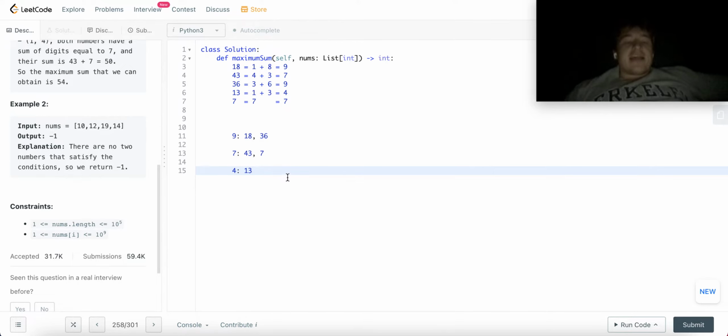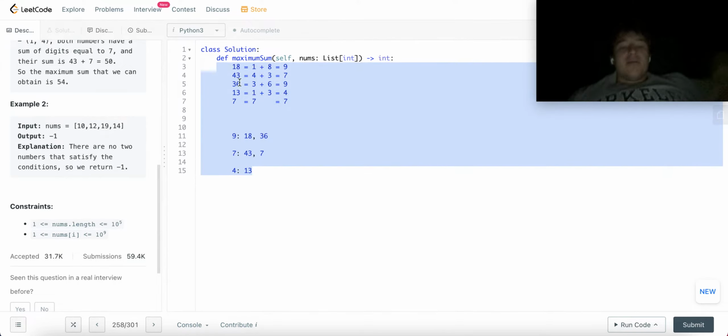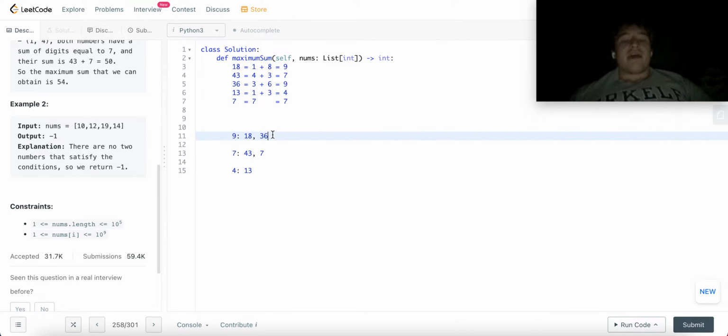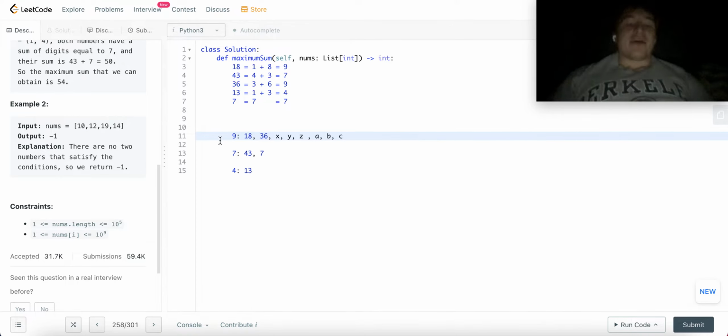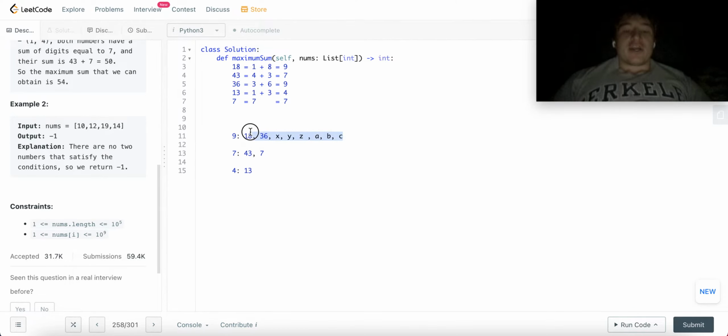See, the thing is that in this problem, it's neat. But what if you had additional values, right? Like if you had X, Y, Z, A, B, C, meaning you had additional values that had the digit sum of 9. Well, then you'd have to check all these pairs, right? The idea is you'd have to look at all of these pairs.